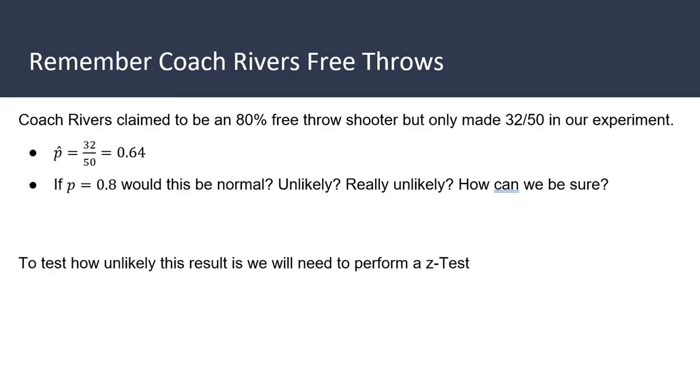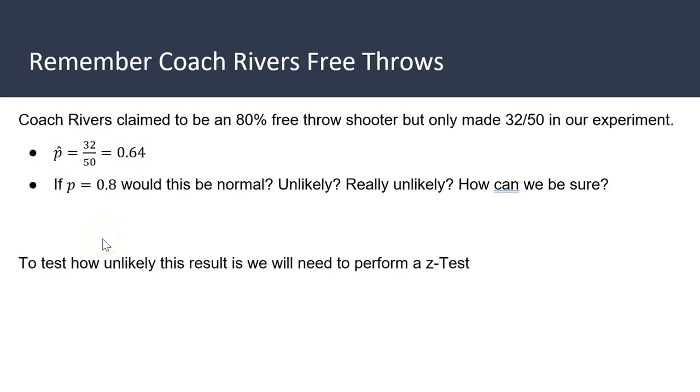So remember our Coach Rivers free throws example. Coach Rivers claimed to be an 80% free throw shooter, but he only made 32 out of 50 in our experiment. So P hat, that means the proportion from our sample, was 32 out of 50, or 0.64.